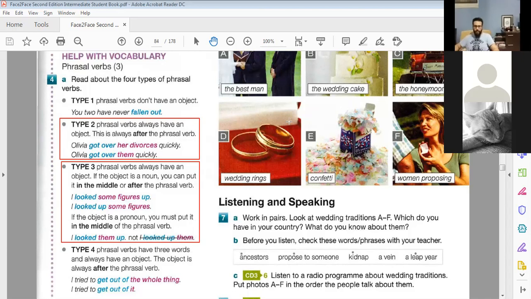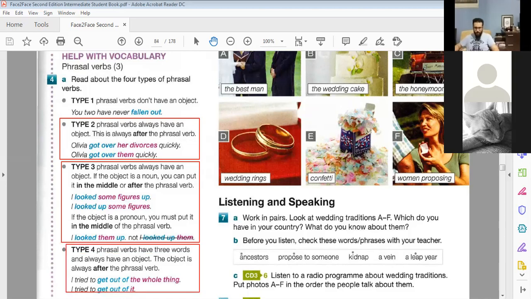Okay, Brian, are you with us? Yeah. So here we're just categorizing how to use phrasal verbs, just the grammar of phrasal verbs. I think that's what it's talking about here. Okay, let's check our fourth group.